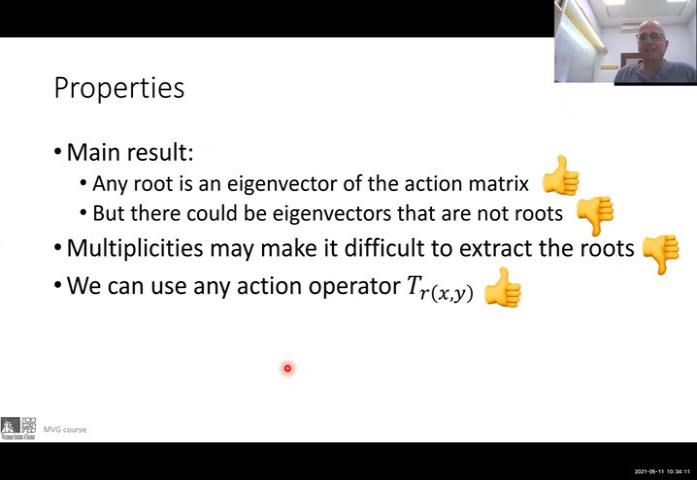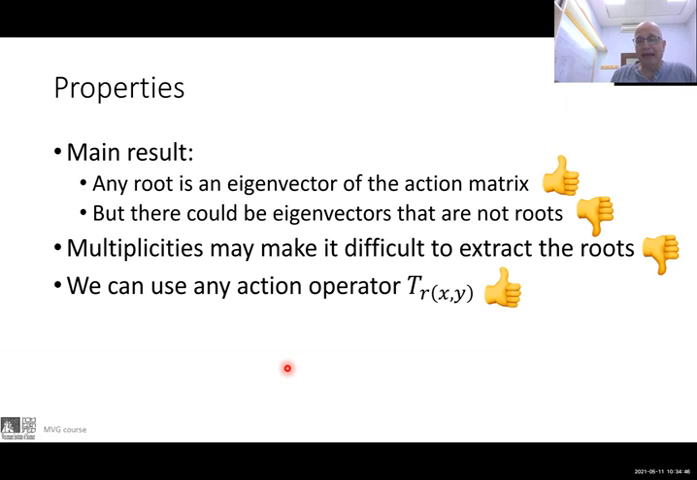There are some advantages and disadvantages to this procedure. Any root is an eigenvector of the action matrix, but there could be eigenvectors that are not roots. So we need to check which ones are roots and which ones are not. It's a disadvantage, not a very big one, but sometimes these matrices could be very big, so it could be a significant disadvantage.